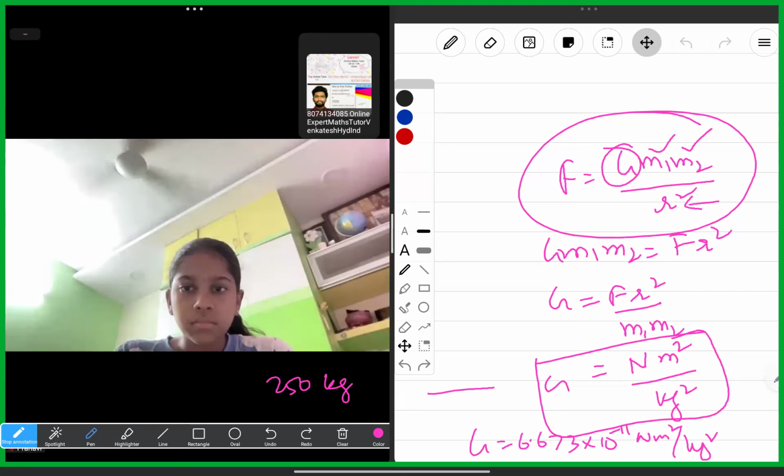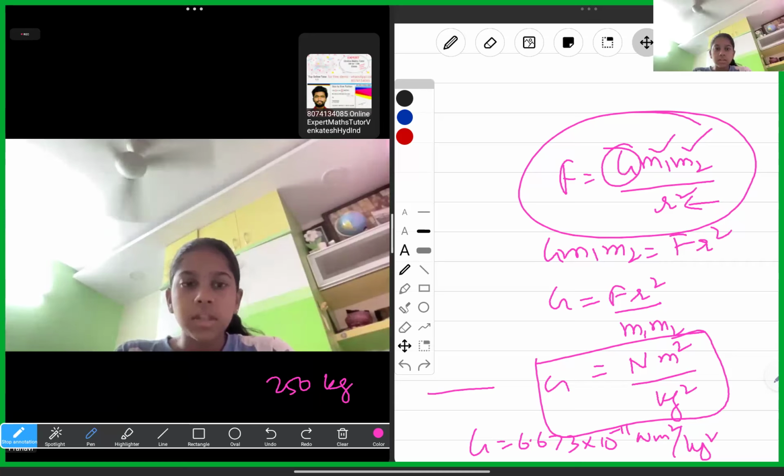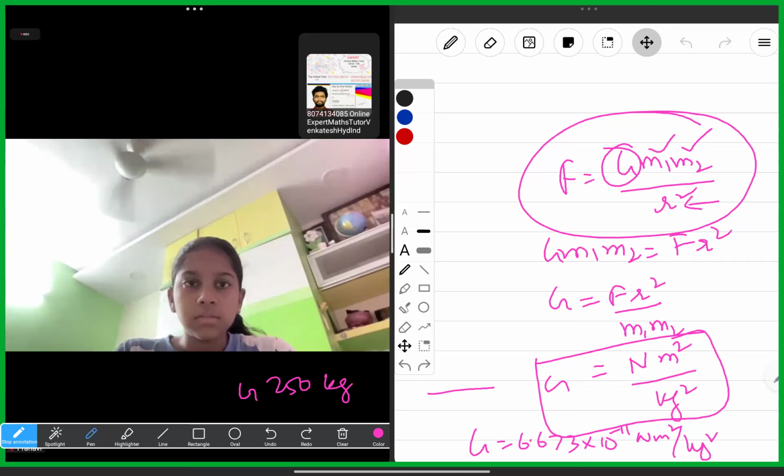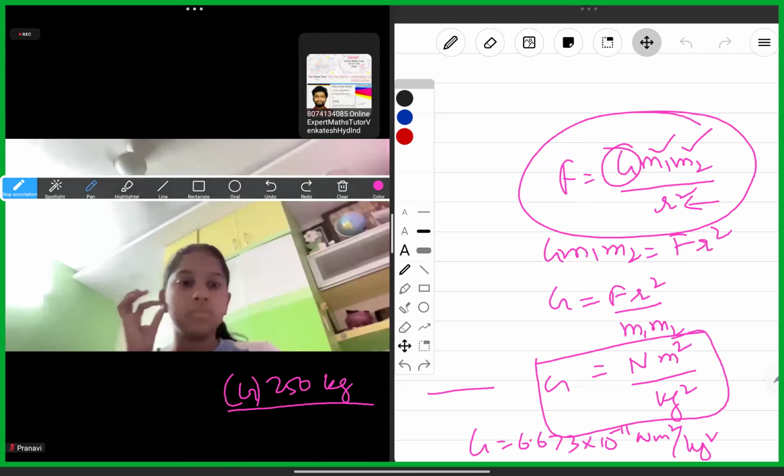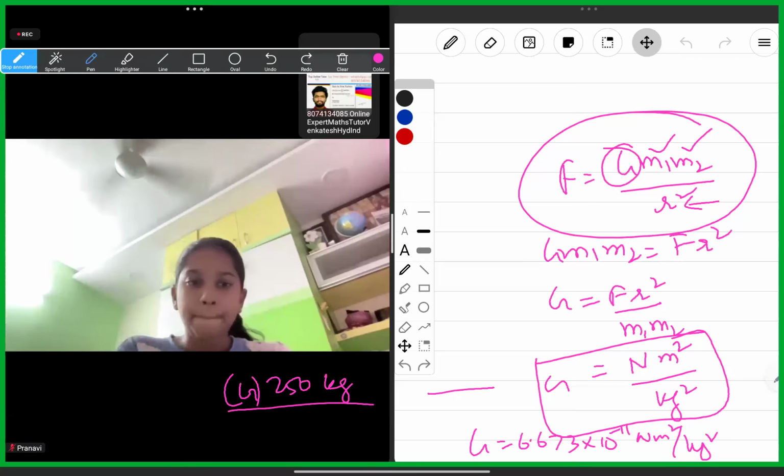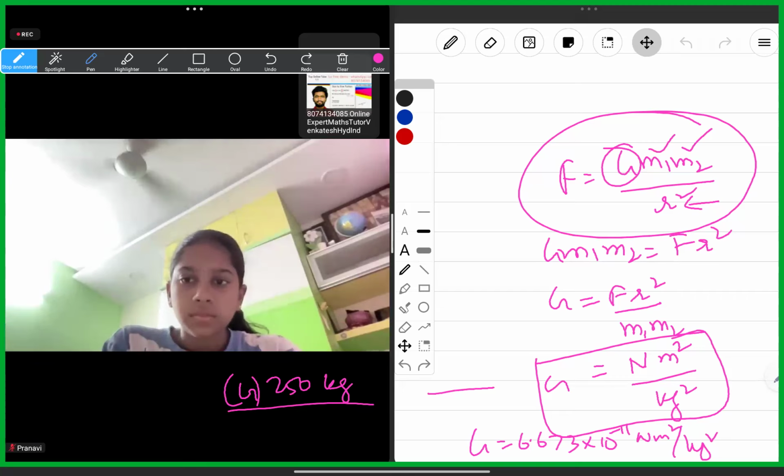Is that happening? Yes, sir. Now G is anyways constant, I'm just keeping G like that. Now for these masses, suppose the initial distance between them is 10 meters. So 10 square, in the denominator 100 will come, no?